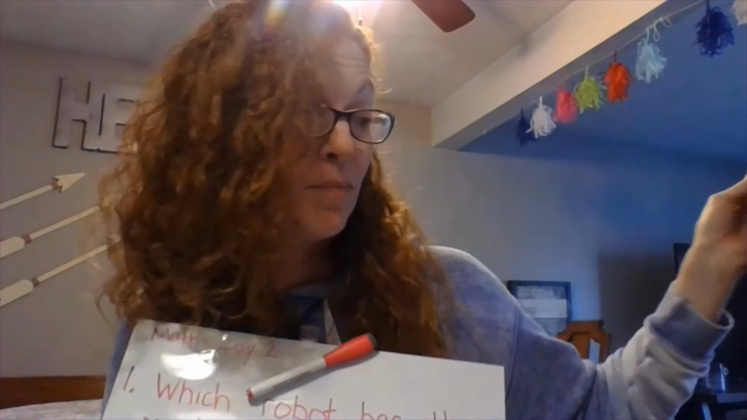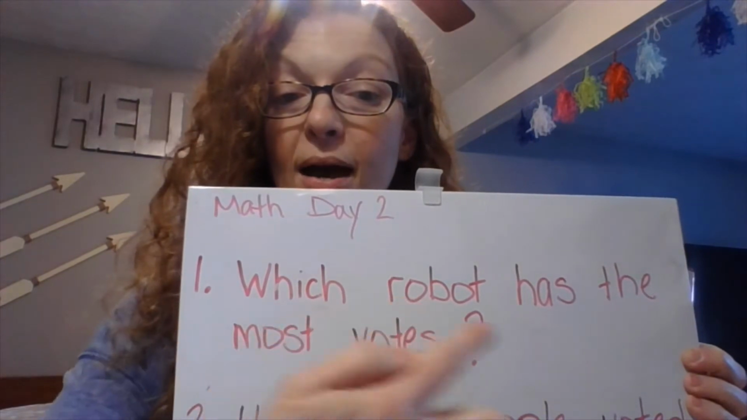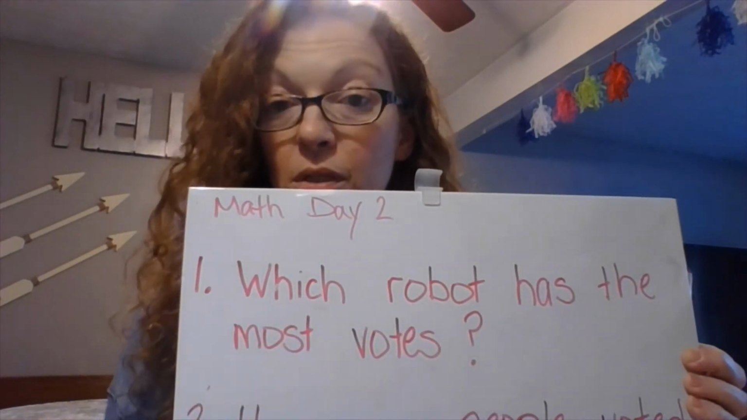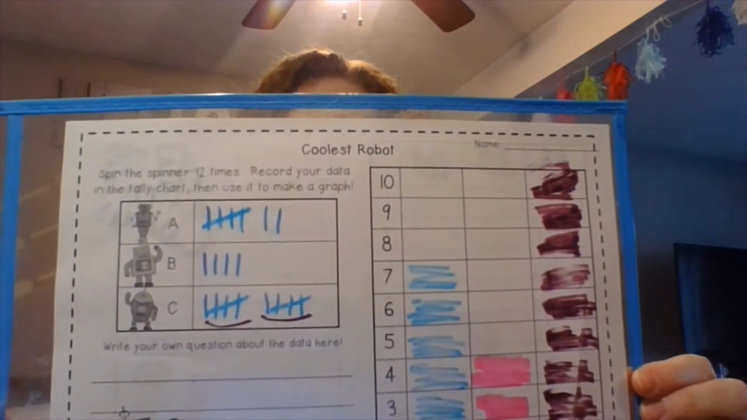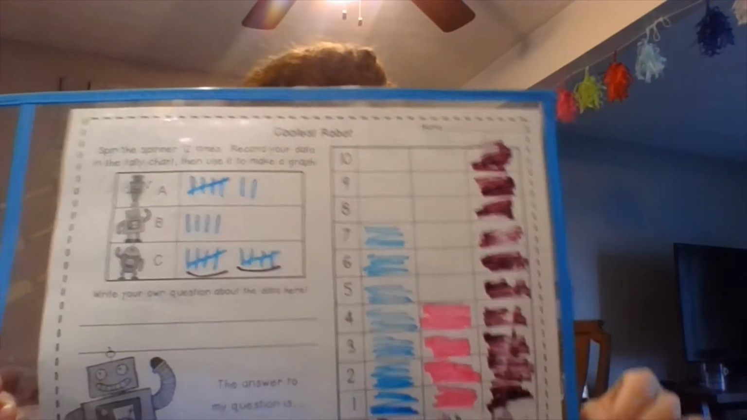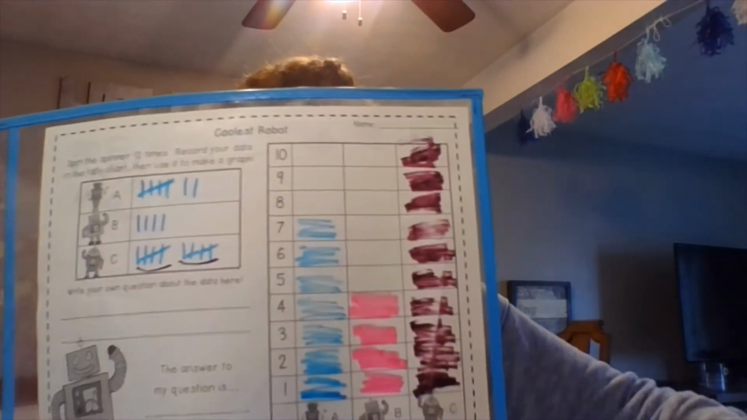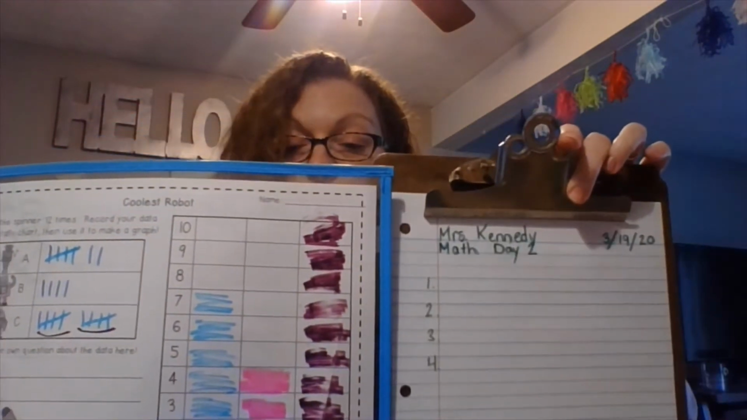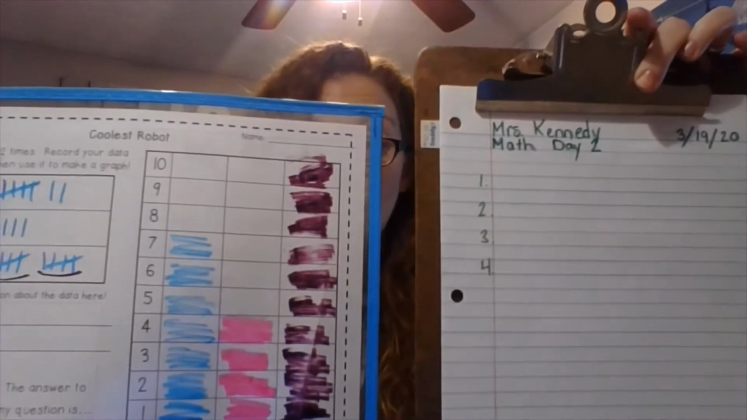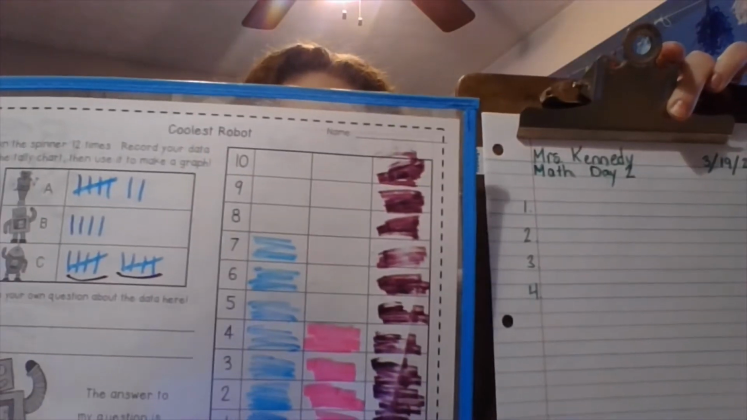All right. So, our first question. Which robot has the most votes? Robot A, Robot B, or Robot C? Remember, most means the biggest number. So number 1, which robot has the most votes? You're going to write down Robot A, Robot B, or Robot C, whichever one you think has the most votes.